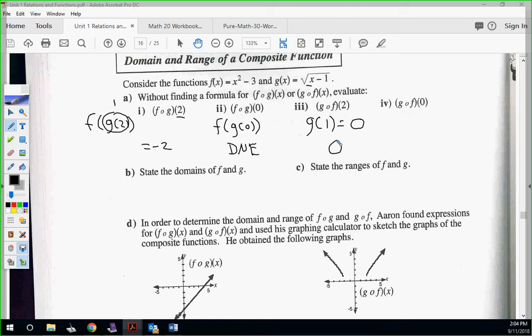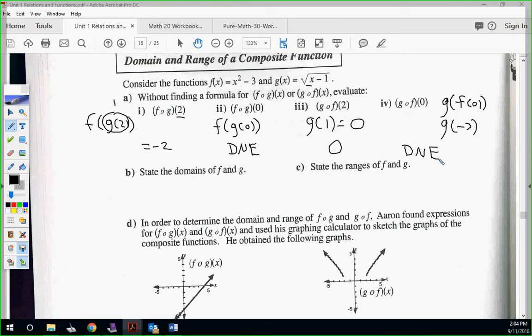Okay. So I'll show you the steps here a little bit slower. So if I do g of f of 0, so I put 0 into the first one, I get what? If I put 0 into f, what do I get? Minus 3. Now I want to find g of negative 3. If I put negative 3 in for g, what happens? Negative 3 minus 1, negative 4. DNE. You can't do that. That's a problem.